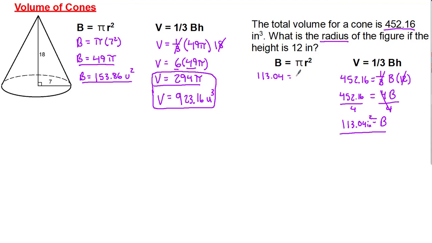Pi is just pi, so that's 3.14. And then we have the radius squared. So in order to get the radius squared, I'm going to divide both sides by 3.14. And once we do that, we're going to be left with 36. So the radius squared is equal to 36, but that's not what we want. The radius is going to be the square root of this, which is going to be equal to 6. So 6 inches is our answer.